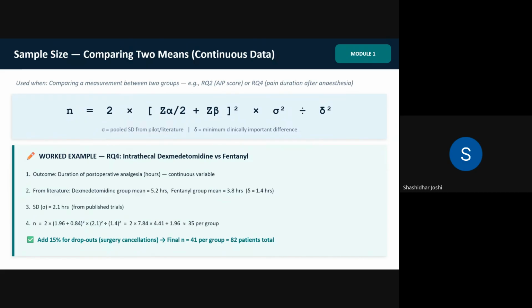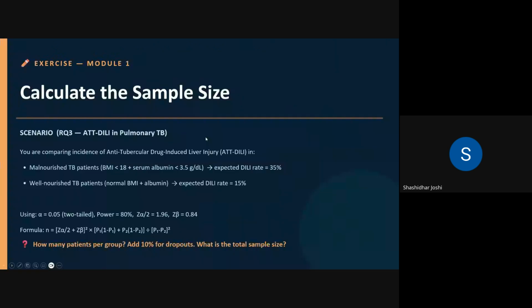And the only thing you need to get from outside is sigma and delta. If you have this information, you can work out the sample size very well if you are running a proper clinical trial here. So basically what I want to do now is close this session for now.